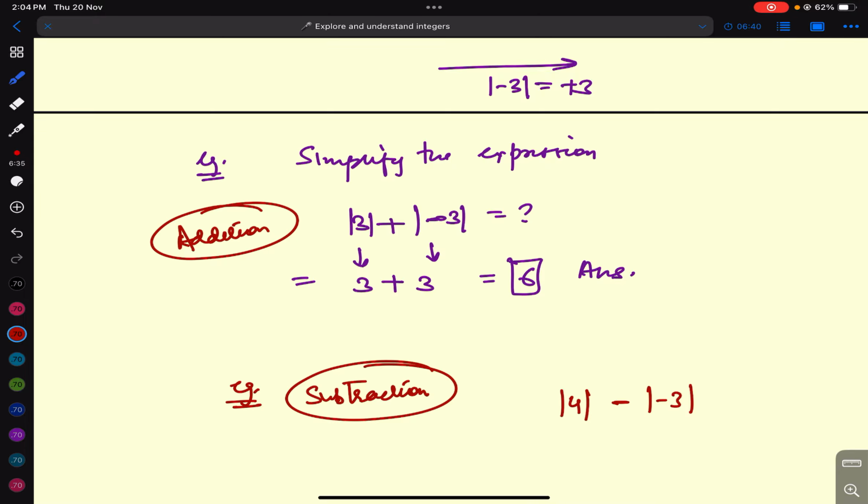Negative absolute value of -3. So what is this going to be? Now positive remains positive, but the negative becomes positive. So it is going to be +4 minus 3, and that is 1.